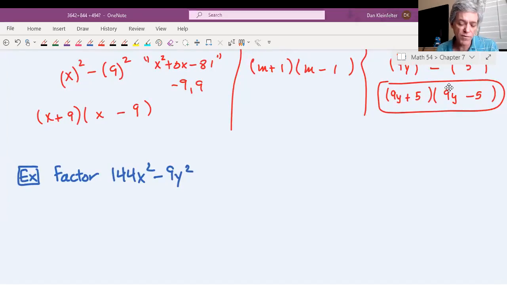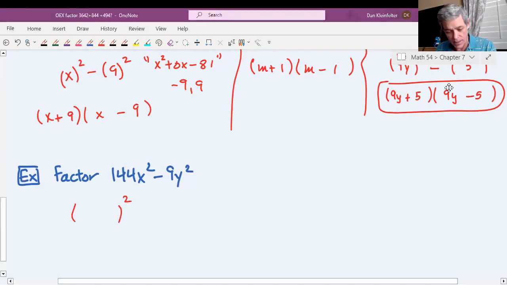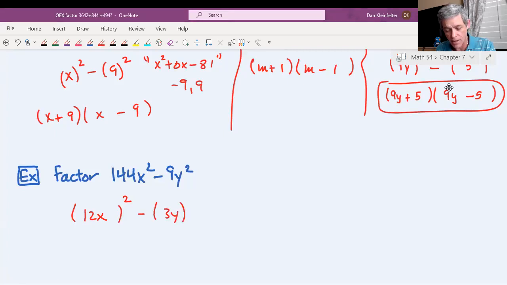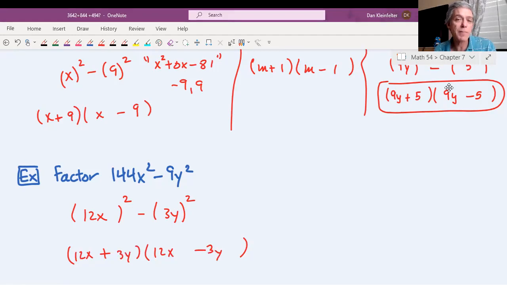Okay, we've got 144x squared minus 9y squared. So I'm going to look at this as (12x) squared minus (3y) squared. And so we'll have our conjugate binomials, right? One plus, one minus. In the front, we'll have 12x. In the back, we'll have 3y. Okay, 12x plus 3y, 12x minus 3y. Okay, all right, that looks good.